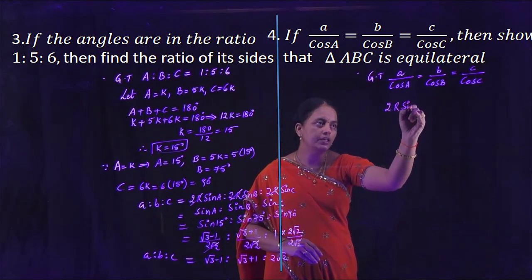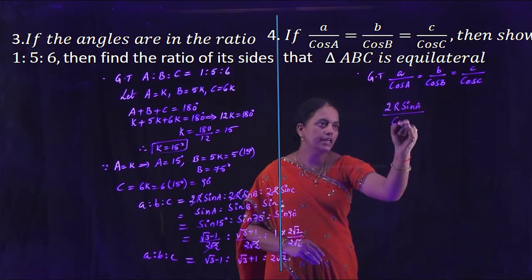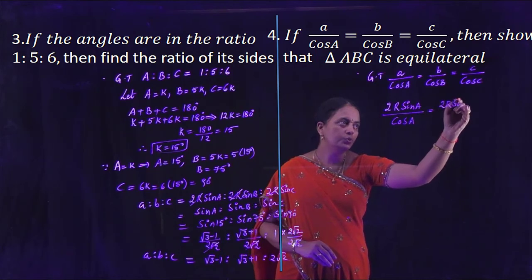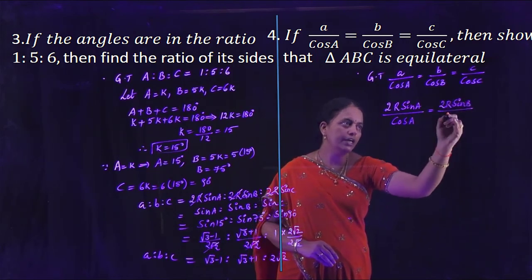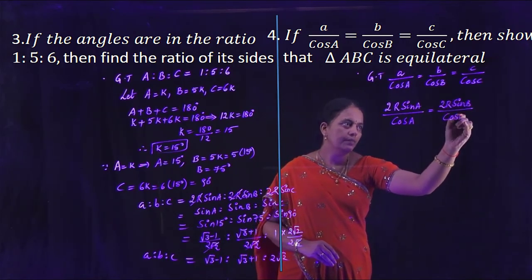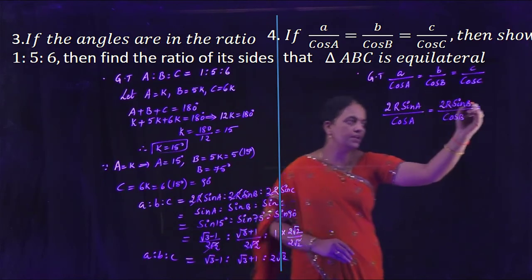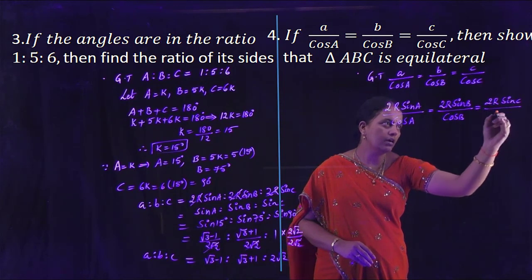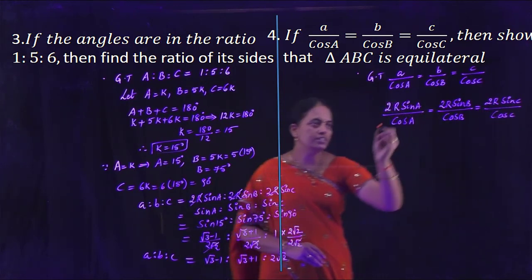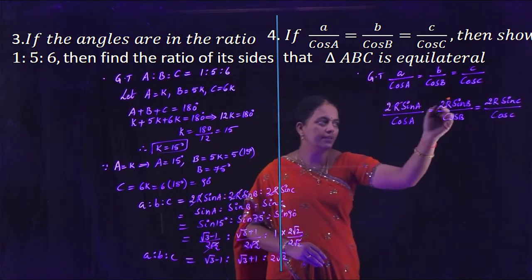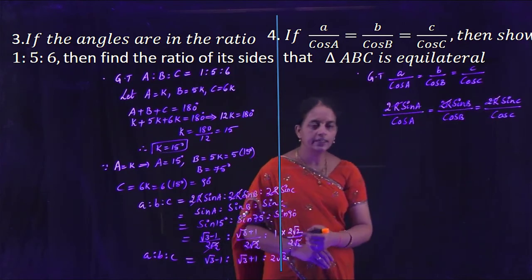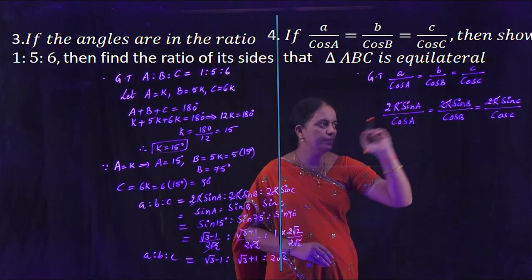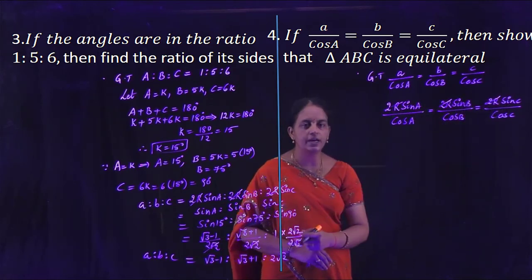Then by substituting small a, small b, small c from sine rule, small a means 2r sine A by cos A. This is equal to small b, which means 2r sine B by cos B. This is equal to small c, which means 2r sine C by cos C. Here, in these three cases, 2r is the same, so 2r gets cancelled. We get sin A by cos A equal to sin B by cos B equal to sin C by cos C.